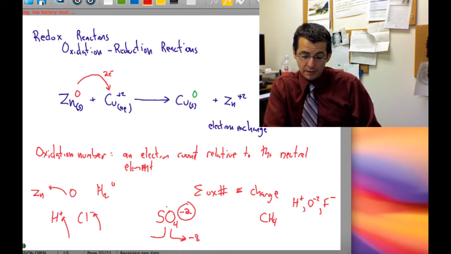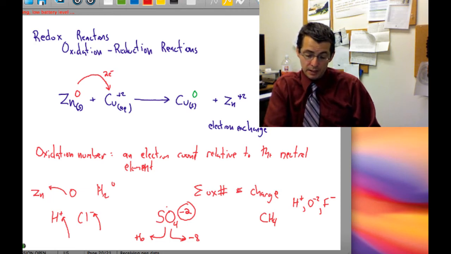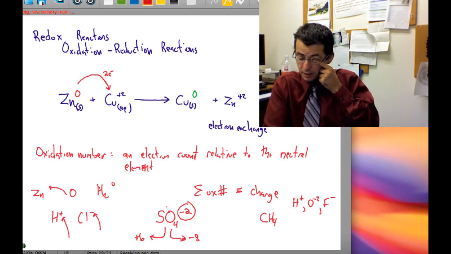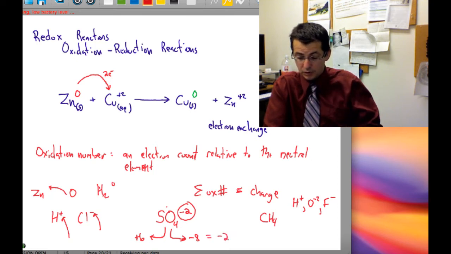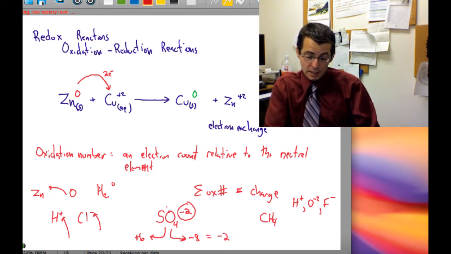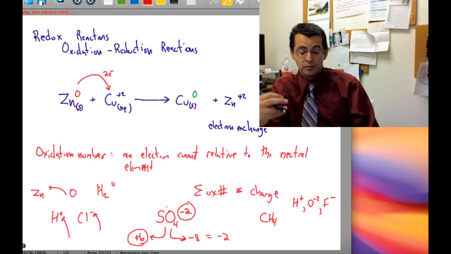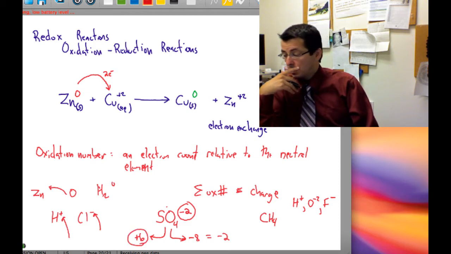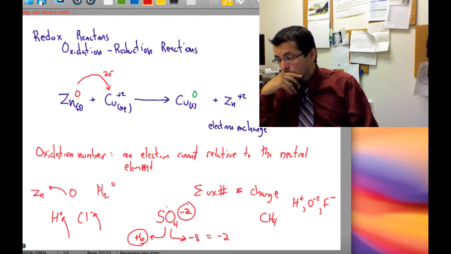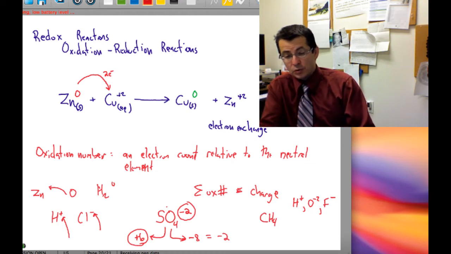But all the charges have to balance. So the oxidation number on the sulfur would be +6, because +6 plus -8 will equal -2, the total charge. So we can say that this sulfur has a +6 oxidation number. And you can do this for almost any compound.